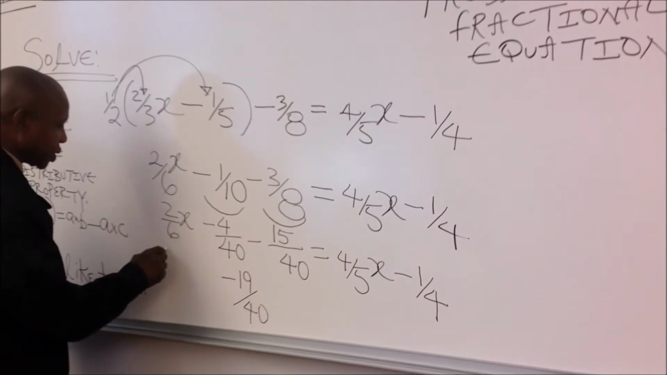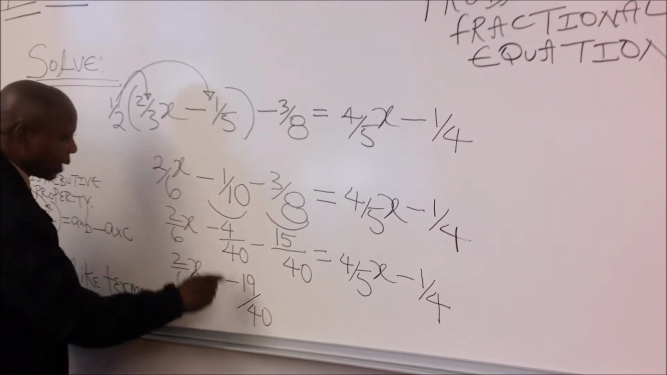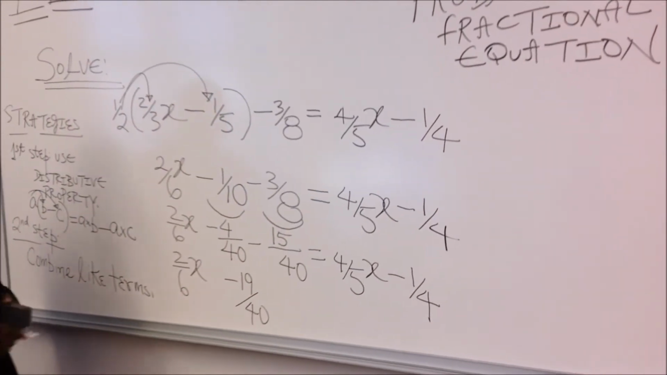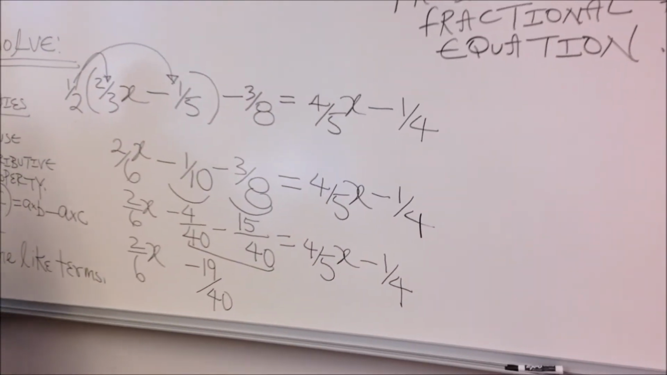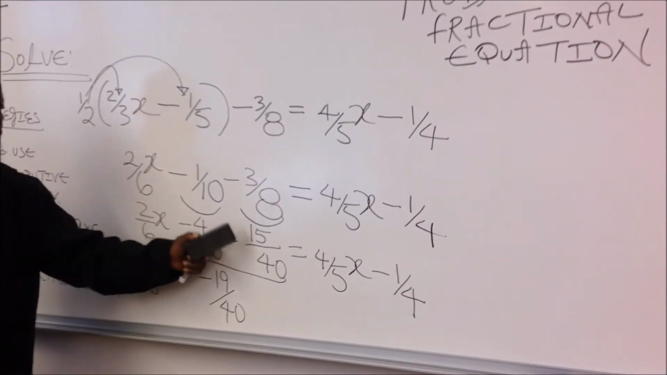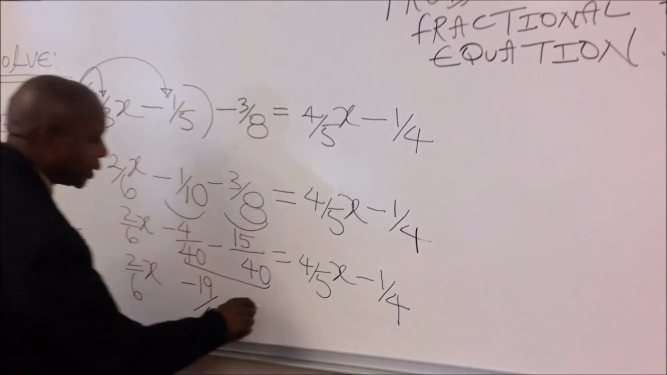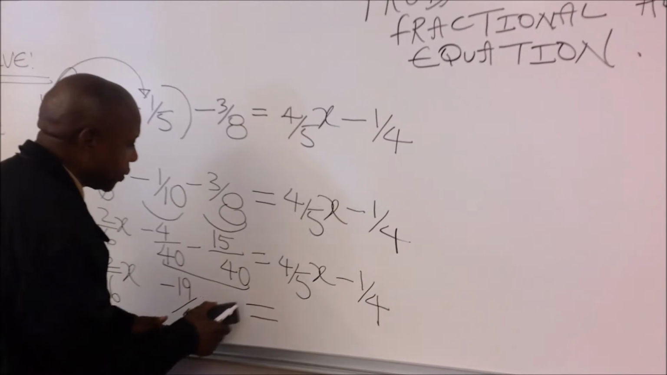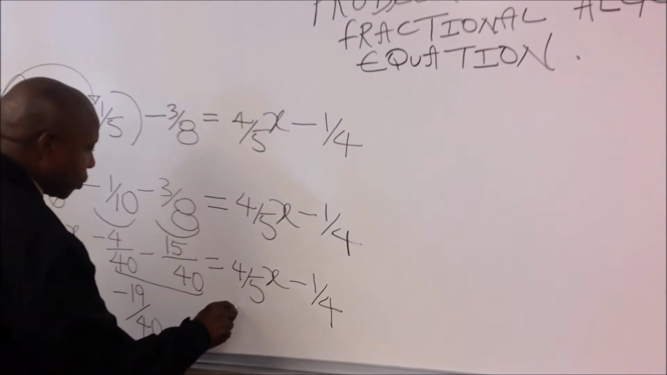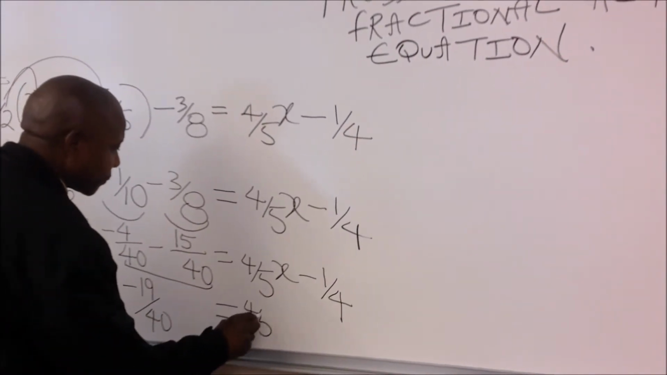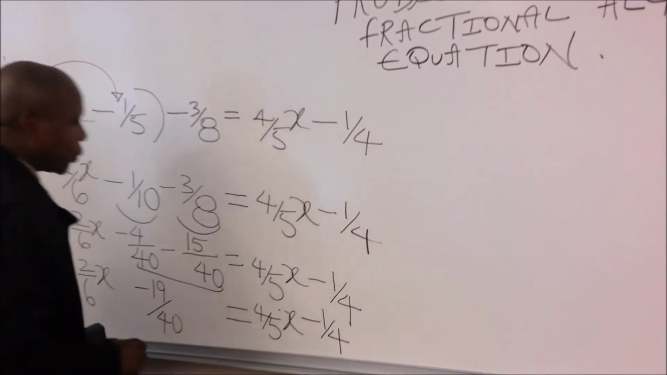So now we must bring down this side, this quantity, 26x minus negative 19 over 40. So we have just combined these like terms. We have just combined negative 4 over 40 minus 15 over 40, and we're able to get negative 19 over 40. And we'll draw this quantity down. So on the right side, what do we do next? What must we do on the right side? Bring it down, right? So bring down the quantity.